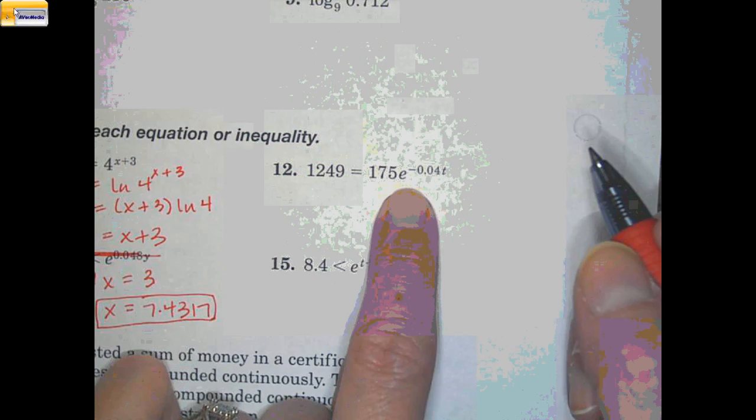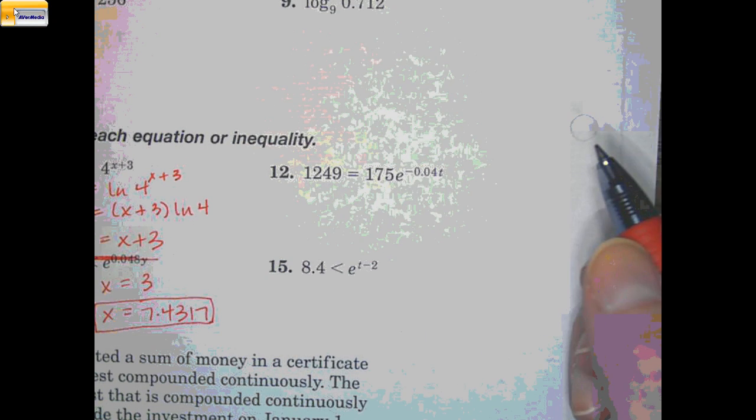I see an e, and I know that if I can get a natural log next to it, it's going to go away, and all I have left is the exponent. The problem is I've got this guy in my way. How can I get rid of that 175? Divide both sides by 175. And do we get 7.1371?